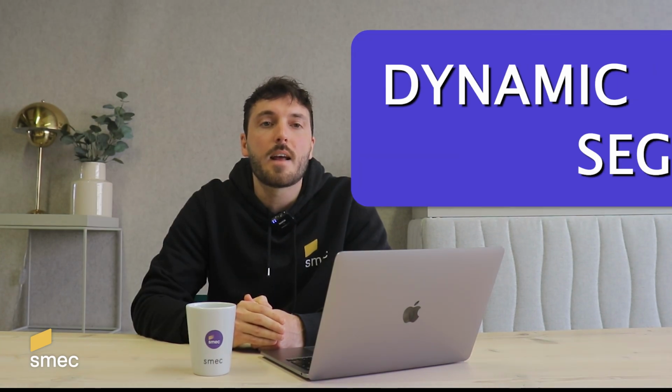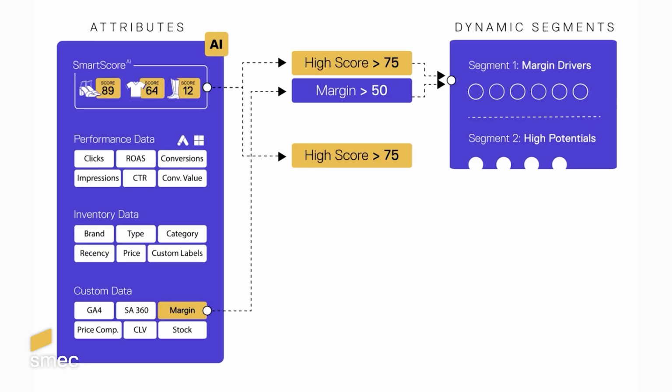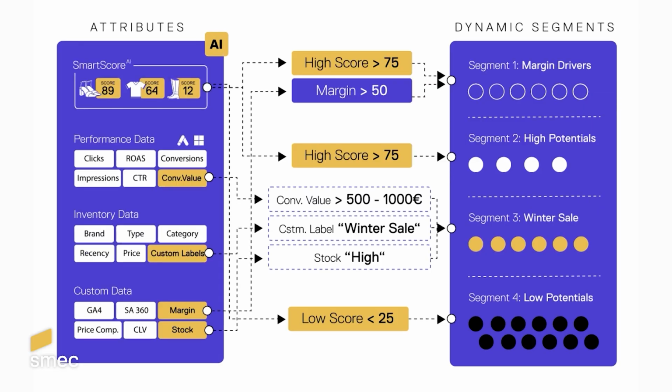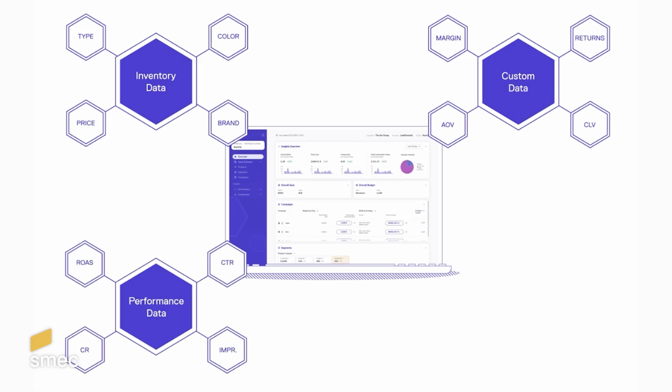This is where smec's dynamic segments put you back in control. This feature gives you the power to cluster products based on strategic importance. It makes it simple to build advanced advertising strategies by combining multiple product attributes based on what matters to your business. Instead of relying on just one metric like historical ROAS, you can now go multidimensional. Let me show you how it works inside the platform.